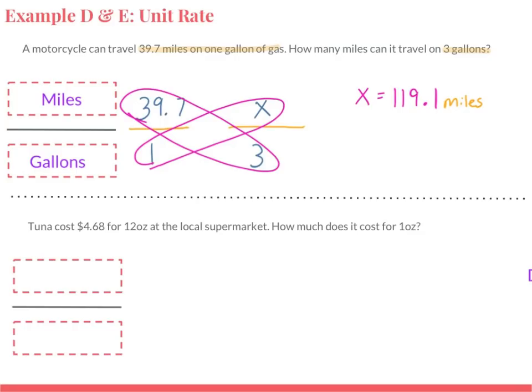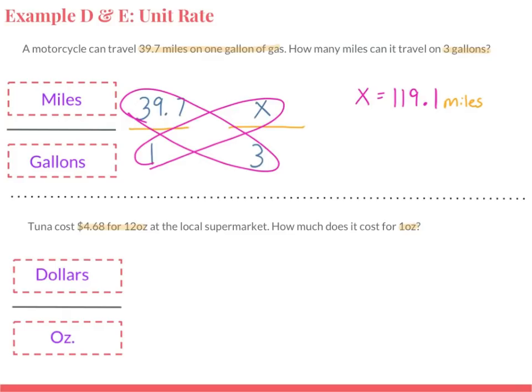Now let's slide down to example E, where it talks about the cost of tuna. It says tuna costs $4.68 for 12 ounces at the local supermarket. How much does it cost for 1 ounce? So again, let's pull out the important information in our problem. $4.68 for 12 ounces, and then how much does it cost for 1 ounce? The two things we're comparing in this problem are dollars and ounces. Again, you can put the ounces on top and the dollars on the bottom. It doesn't matter as long as you're keeping everything lined up.